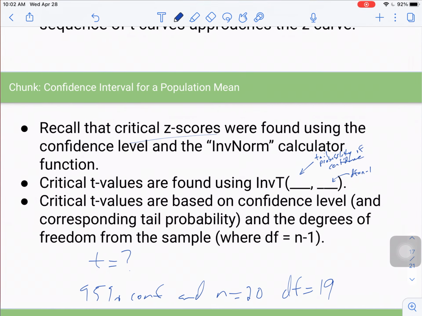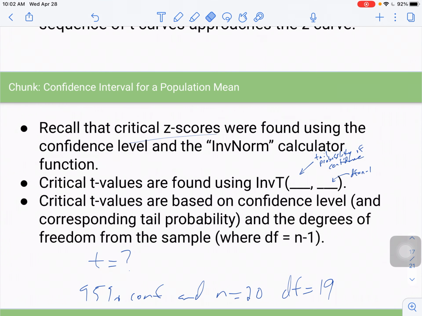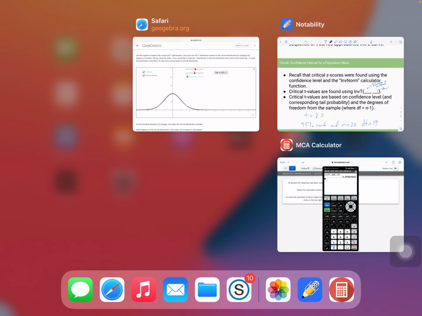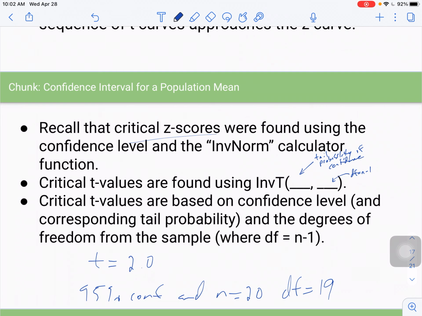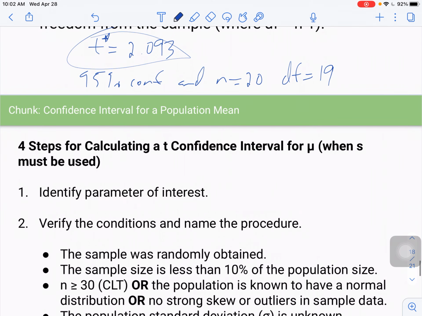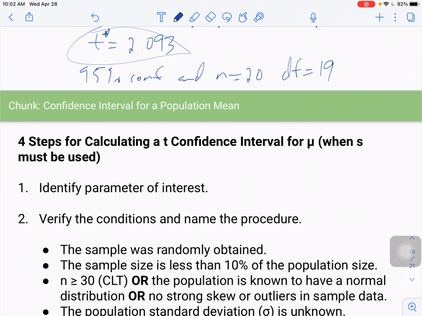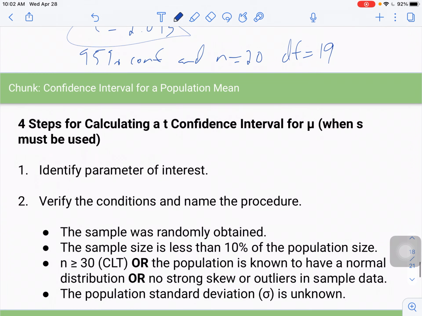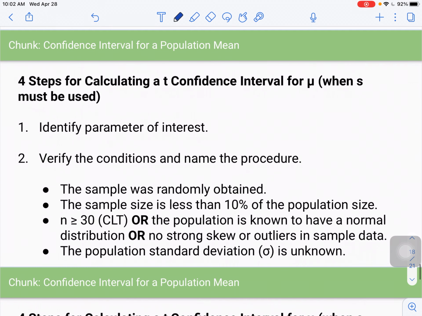So for that, I would say, okay, that critical value is 2.093. So again, that's that critical value. Sometimes you'll see that as T star. So I'll kind of show you in a minute where that shows up when we're going through our procedure here.